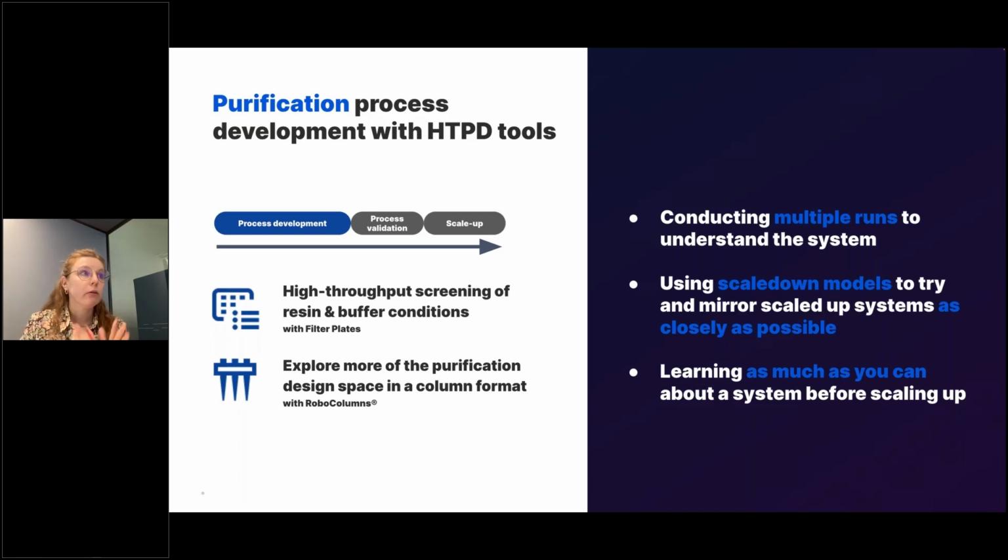And then perhaps you may want to drill down in a part of that space that you've identified as potentially interesting or better suited to your product that you're trying to purify. And so you may want to use, for example, RoboColumns to explore more of the purification design space and more different conditions in a column format. And after this, of course, you may go into the next stage of process validation, for example, with an active system, so maybe with flow-based purification to really refine the method. And so like this, you can really make the most of high-throughput process development tools, conducting multiple runs to characterize your system, to fully understand your system, mirror the scale-up model as closely as possible, and really learn as much as you can about your system before scaling up.